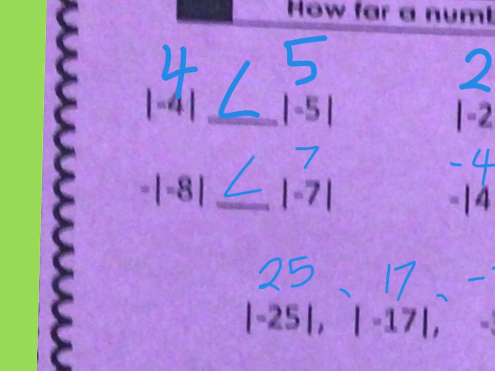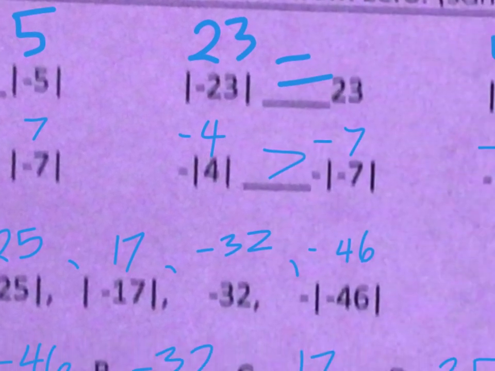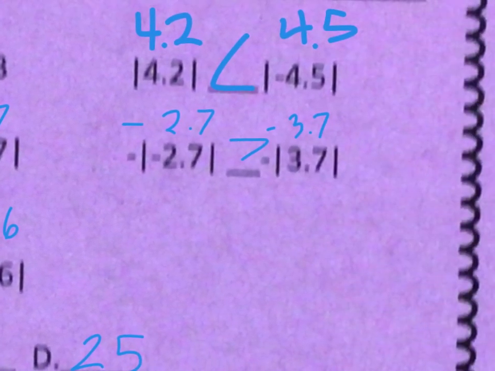It is 8 away from 0. And then there's a negative on the outside, so that negative stays with that number, so it's -8. Looking at the other one that we're comparing it to, the -7, how far away is -7 from 0? 7. And we can see that -8 is further away from 0 than 7. 7 is bigger than -8. So that's how we did that second row there.